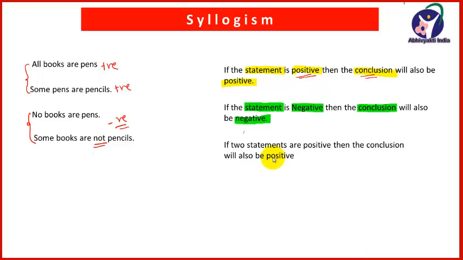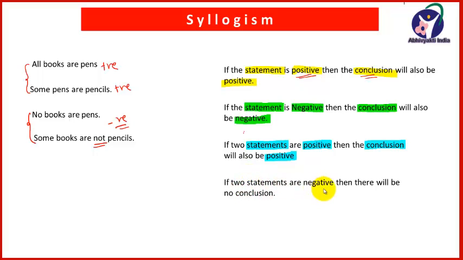If you cannot draw a conclusion with the help of one single statement, you require two statements to join or connect. Then if those two statements are positive, then the conclusion will also be positive. Similarly, if the two statements are negative, then there will be no conclusion. Remember, if two statements are negative, then there will be no conclusion.